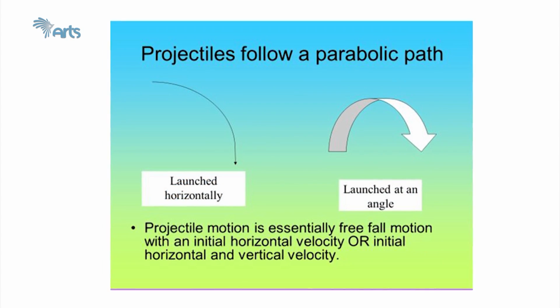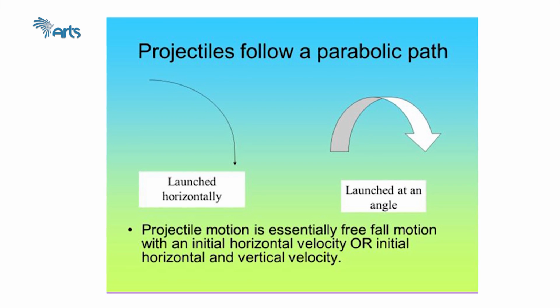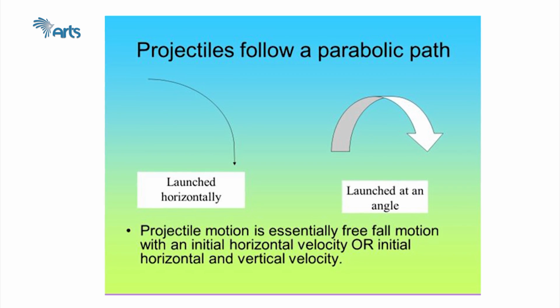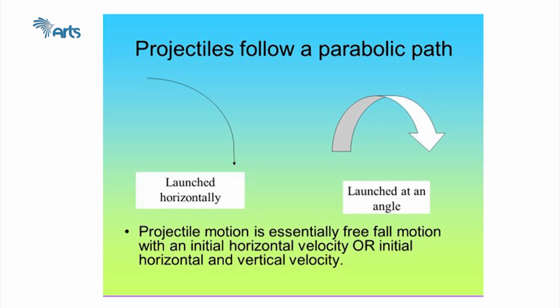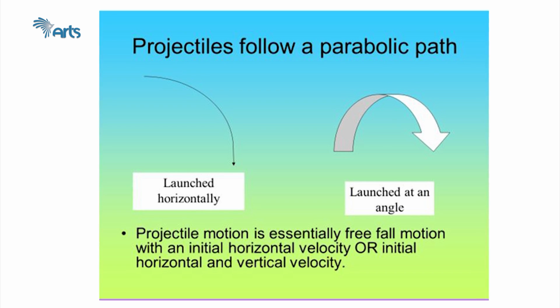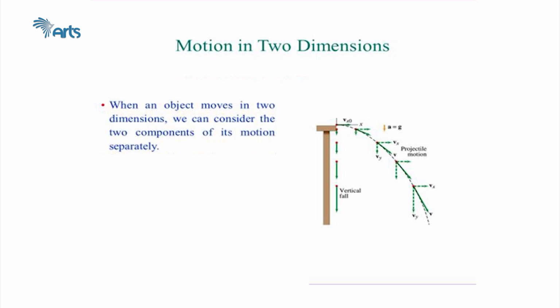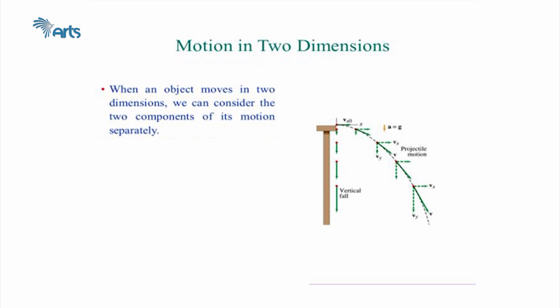And we have two types of projectiles, called horizontal projectile motion and inclined projectile motion. Projectile motion is essentially free fall motion with an initial horizontal velocity, or initial horizontal and vertical velocity. When an object moves in two dimensions, we can consider the two components of its motion separately.